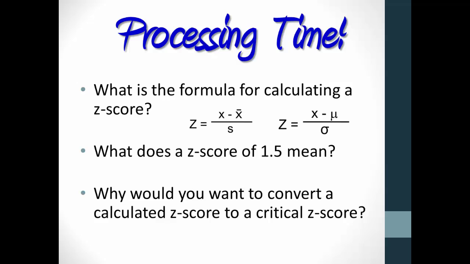Why would you want to convert a calculated z-score to a critical z-score or critical value? So that you can determine what percentage of the other scores in the dataset are higher than it or below it. I'm fairly sure now that with the formula and a calculator, you can easily figure out z-scores, as long as you have the raw score, the mean, and the standard deviation.